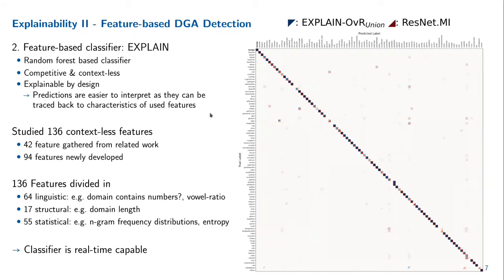In total, we studied 136 context-less features, 42 of which we gathered from related work, and 94 were newly developed. And these features can be categorized broadly into 3 categories. The first category is linguistic features, which, for instance, investigate whether the domain name contains numbers or compute the vowel ratio. Another group is structural features, which is, for instance, the domain length. And a third group is statistical features, which calculates the frequency distribution for certain n-grams or the entropy.